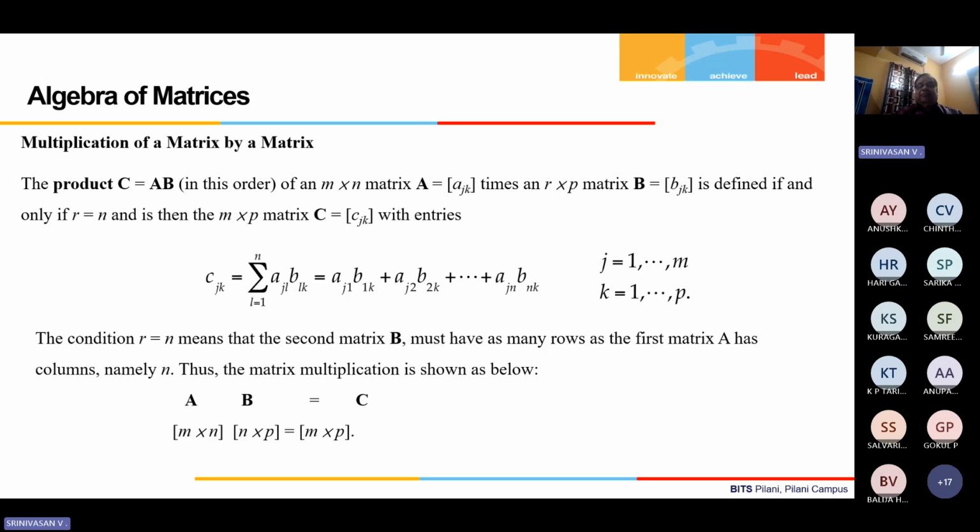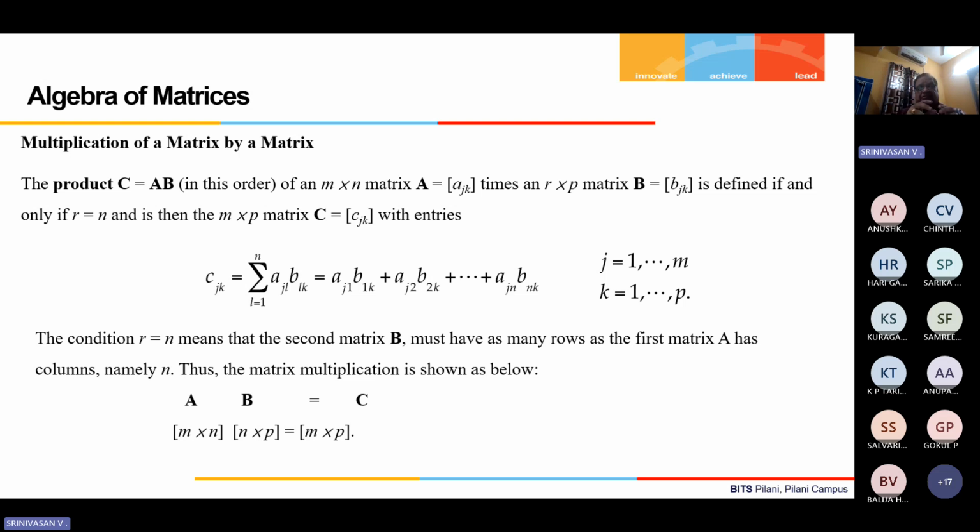And now the multiplication of a matrix by another matrix. The product C equals AB in this order, in the sense A first, B next. You can have BA also, but what is special about the order is very important in matrix multiplication, which many of you might know, and again we'll see now. In that order of A followed by B, we are finding the product of A and B, and we can regard it as some capital C, the resulting matrix.